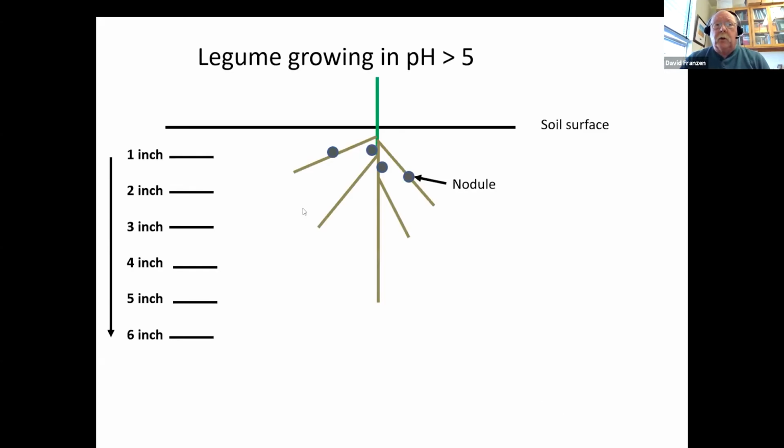Here we go. All right, so here's a happy little chickpea or a field pea or anything. Nodules are usually within a couple inches of the surface. pH is above 5 and it's pretty happy.